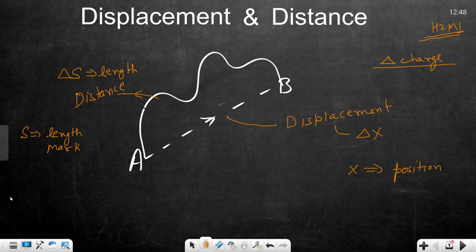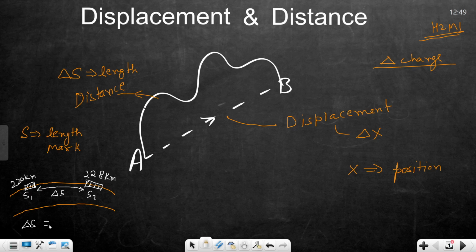Suppose you are going on a road, and the road is curvy like this, and you are getting some stones. Here the stone mark is 220 kilometer. Then you reach another stone mark, that is 228 kilometer. So this is your S1, this is your S2. From here you can calculate how much distance you have covered. So this is delta S. What will be delta S? You started from the 220 mark and reached the 228 kilometer milestone. Then calculate the distance you have covered. It will be 8 kilometer, simple. 228 minus 220, so that will be 8 kilometer.